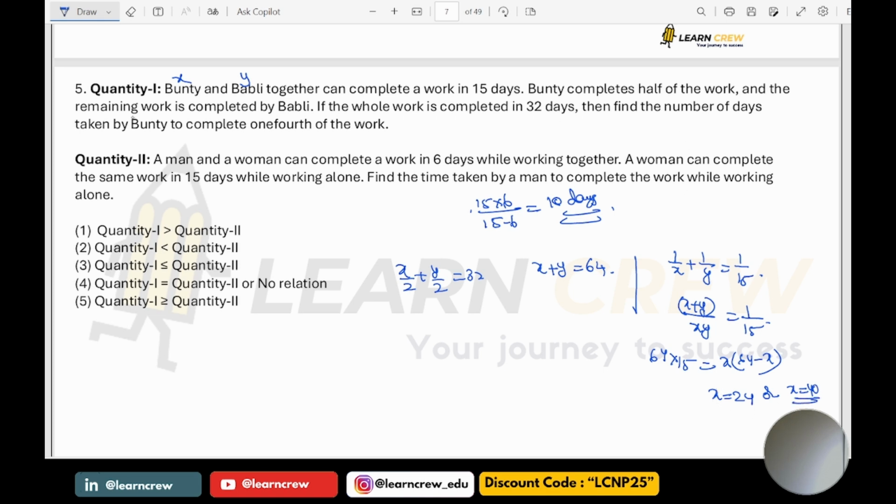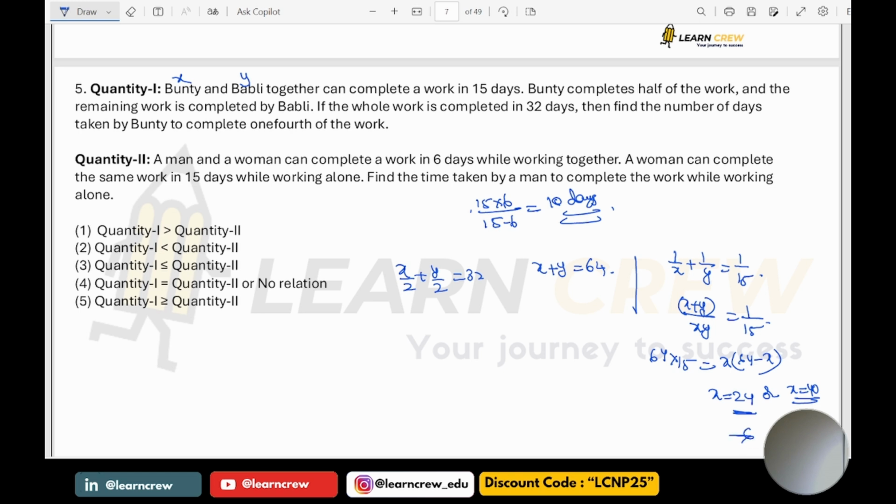Find the number of days taken by Bunty to complete 1/4 of the work. So the time taken by Bunty is how much? If the time taken by Bunty is 24 days, then Bubbly would be 40 days, or if 40 for Bunty, then 24 for Bubbly. So the time taken by Bunty to complete 1/4 of work would be either 6 or 10.